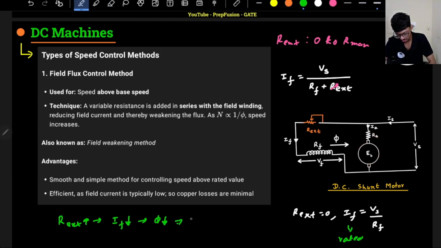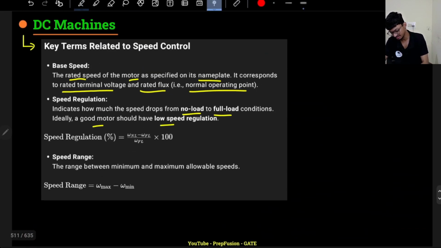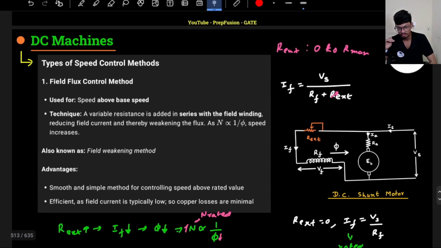So what is changing? Speed is inversely proportional to flux. So if I can only reduce the flux, the speed can only go upwards. I cannot go downwards. And when my IF is rated, then my speed also will be rated, and from rated speed I am only going upwards. Rated speed is known as the base speed. So I can only go above the base speed. I cannot go below the base speed.